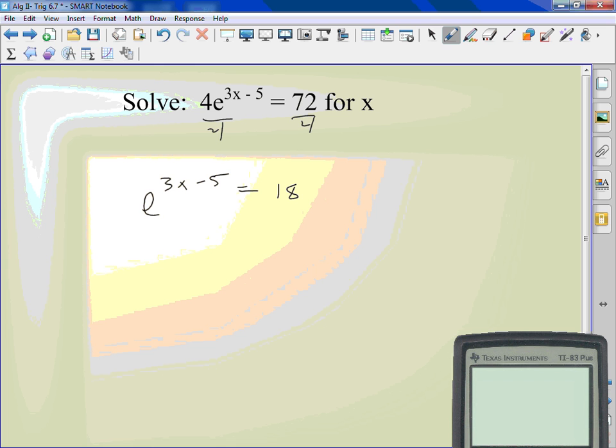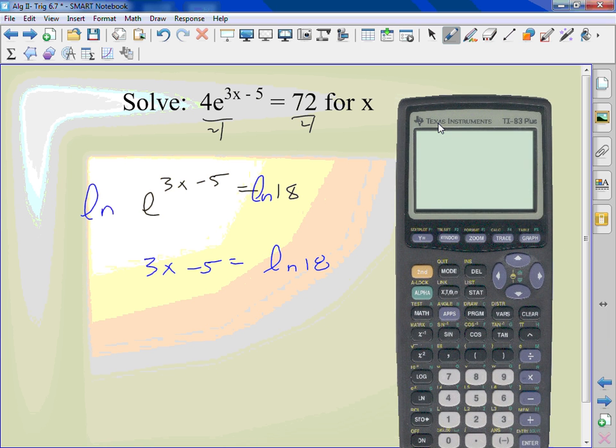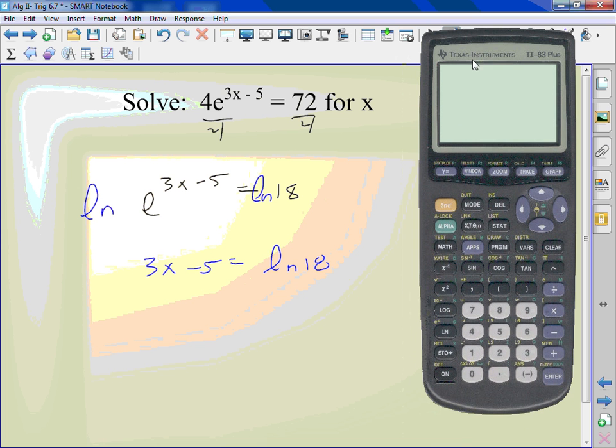What do I need to do here? Not exponential. Take the natural log. Why am I going to take the natural log? Natural logs and e's are opposite to one another. So if I take the ln of both sides, the ln gets rid of the e, and I'm left with 3x minus 5 equals the ln of 18. I can take the ln here, or I can do it later. ln 18 gives me that number.